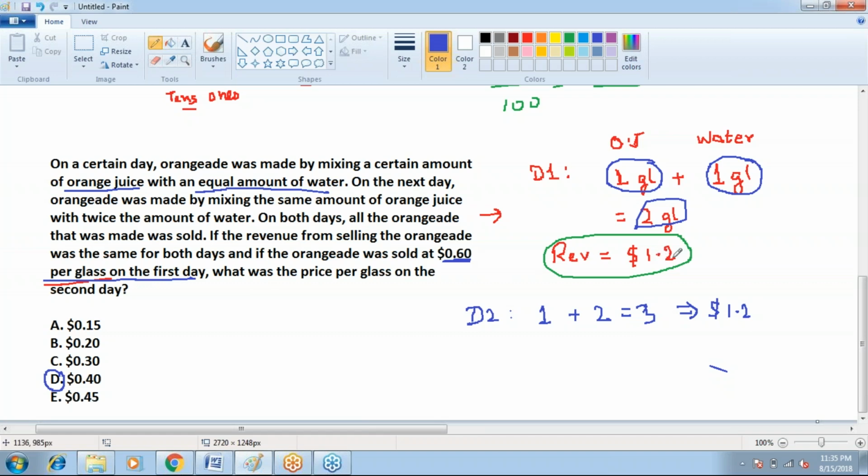Right? So first day $1.2 because I have only two glasses. I sold it at 60 cents. So $1.2. The same revenue is there for the second day also. They clearly mentioned that the revenue from selling the orangeade was the same for both the days. So next day also we took $1.2 and they had said to take double water. So I mixed one glass of orange juice with two glasses of water. So this way I prepared three glasses, but I have to receive the same revenue, which is $1.2. So it has to be 40 cents each. Cool.